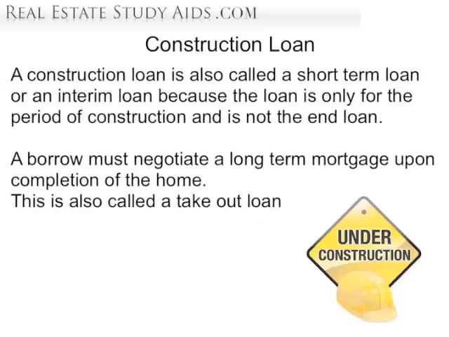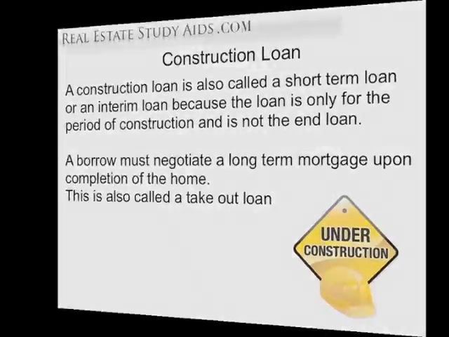A construction loan is also called a short-term loan or an interim loan because the loan is only for the period of construction and is not the end loan. A borrower must negotiate a long-term mortgage upon completion of the home. This is also called a takeout loan.